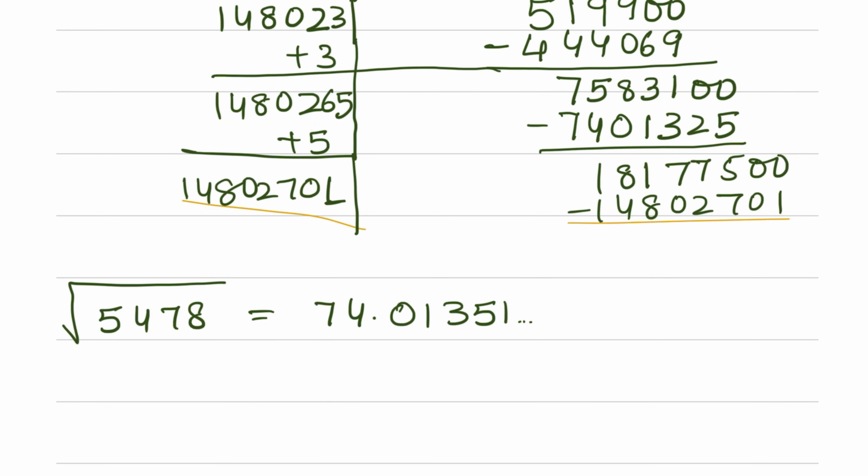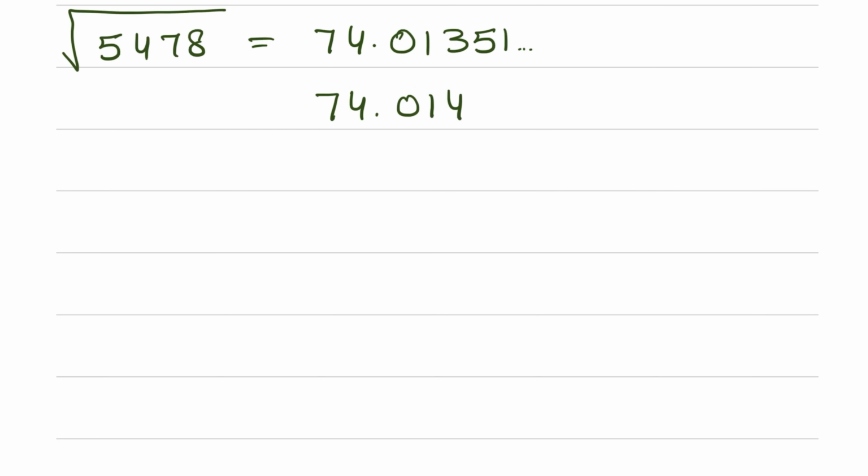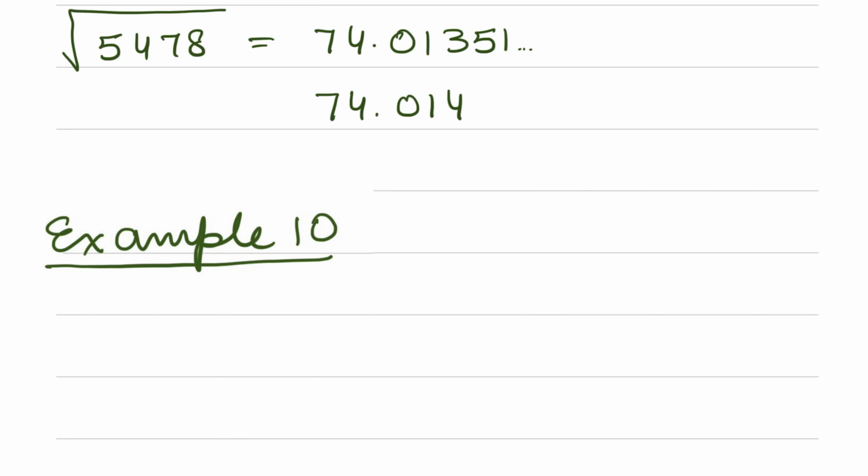And usually we can find out up to 2 decimal points or 3 decimal points, or find out up to 3 decimal points and approximate to 2 decimal points. So if I approximate to 74.014. Now let's take another example, example 10.